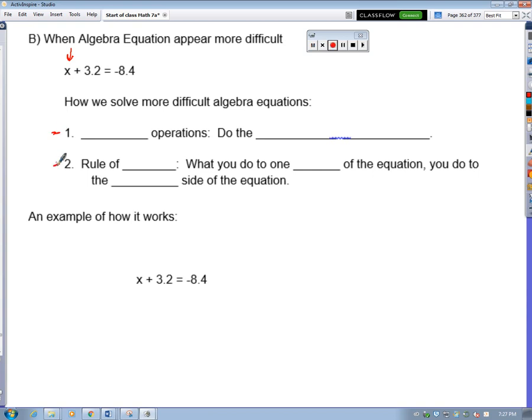Step number 1, when we're trying to find out what that number is, is called doing the inverse operation. What the inverse operation means is doing the opposite operation. We're going to look at the math problem and we're going to do the opposite of what we see. The second rule is called rule of cow. Rule of cow goes like this: what you do to one side of the equation, you do to the other side of the equation.